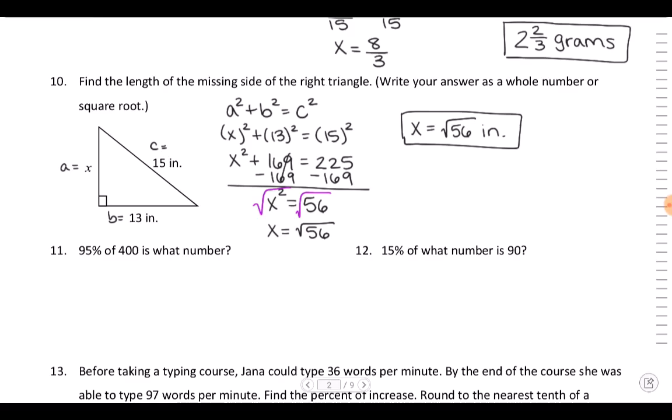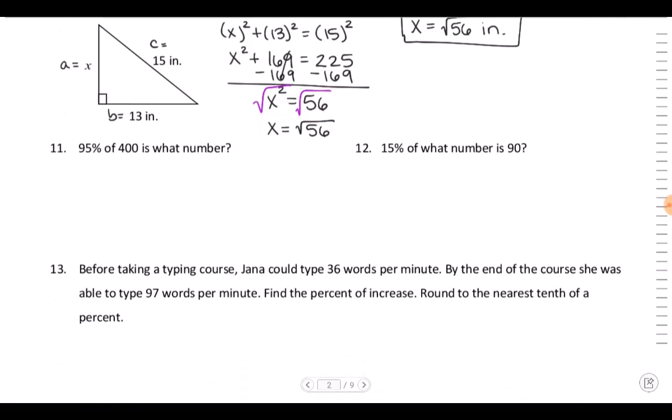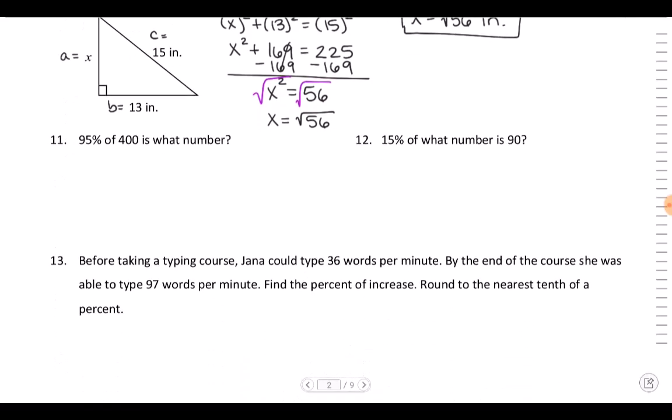Okay, number 11. 95% of 400 is what number? So there's 2 ways you can set this up. You can either set this up using a proportion, or you can set it up as just an equation. Personally, I like to set up the equation. Some students feel differently and would prefer to do the proportion. So either way, I'll show you both.